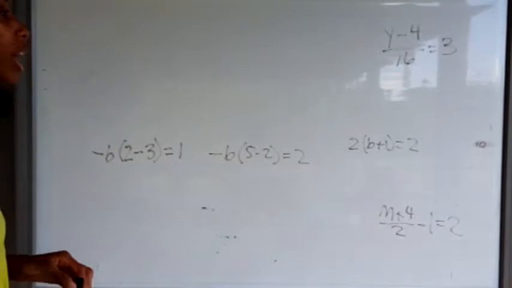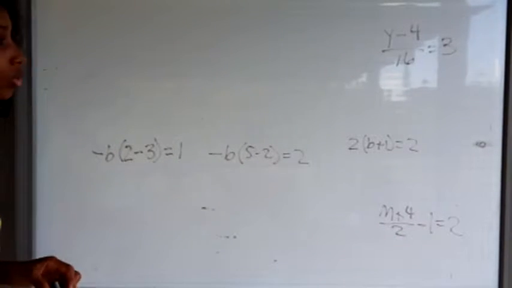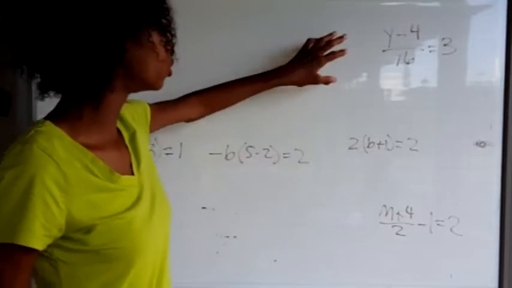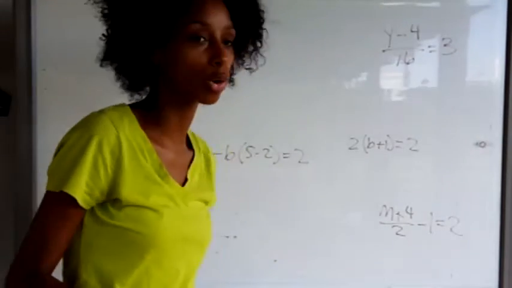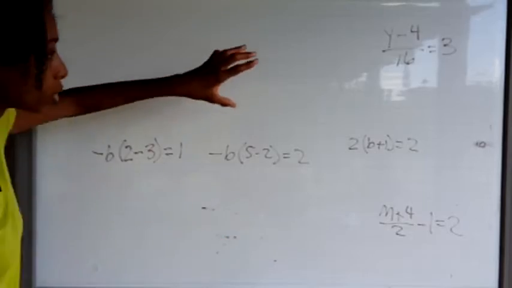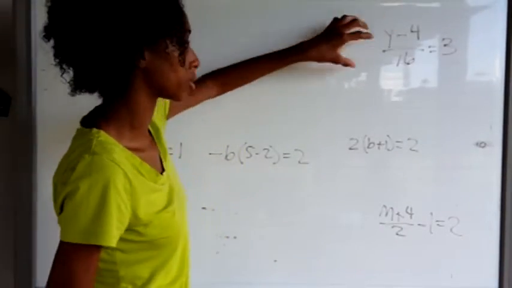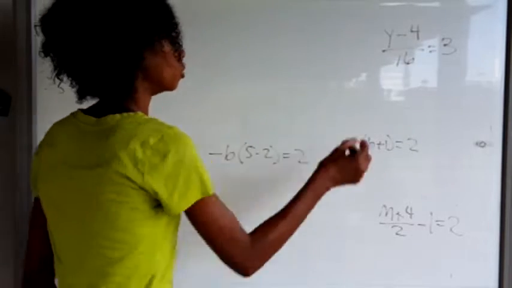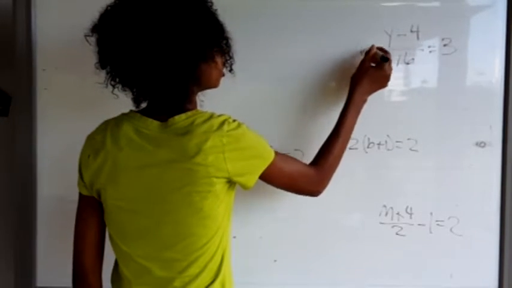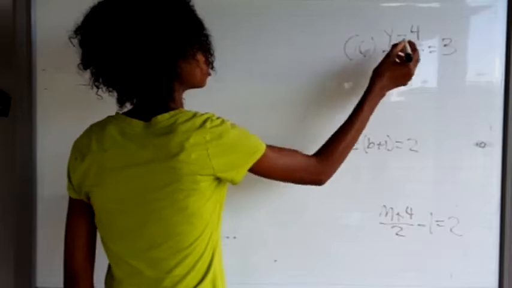So over here we have y minus 4 over 16 equals 3. Now we don't do plus 4 and plus 4 first. This whole thing is division. You don't just take the numerator and make it something separate. This is division. So we're going to multiply by 16 to get rid of the division.